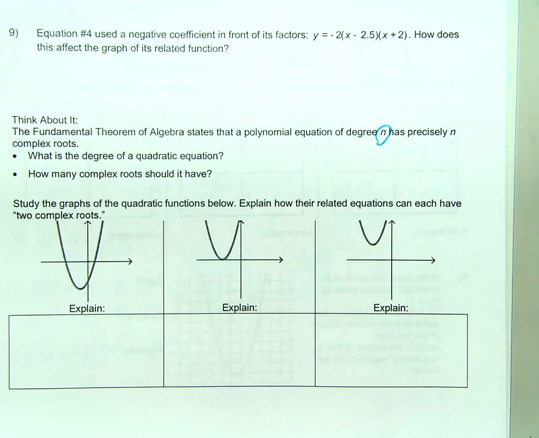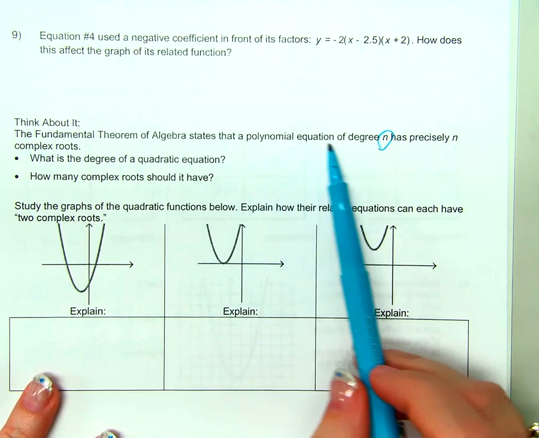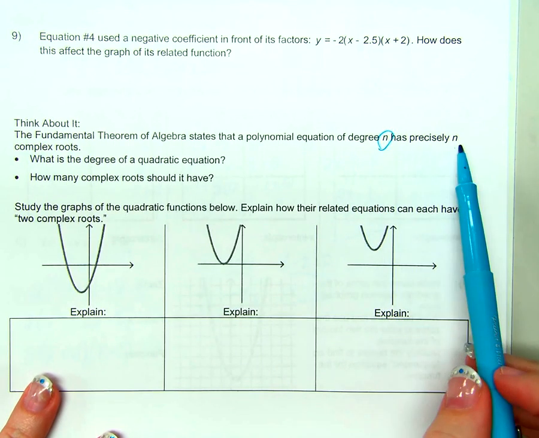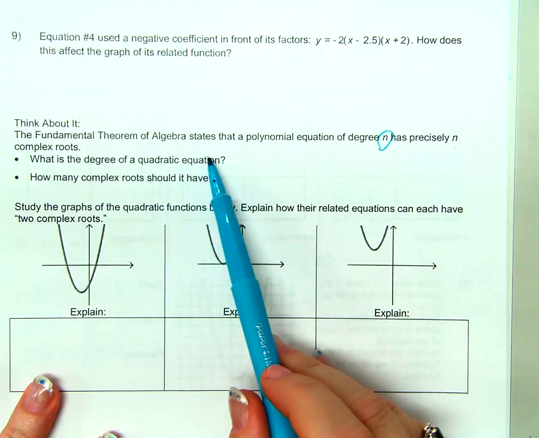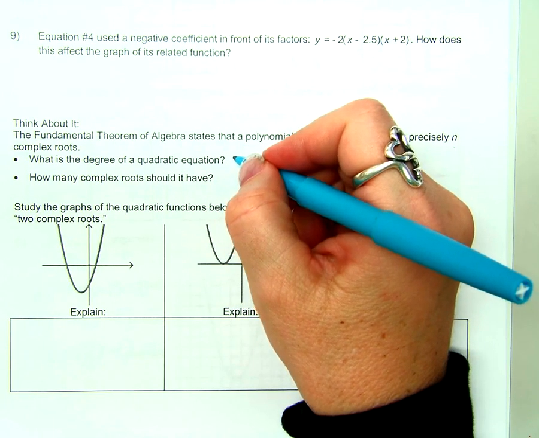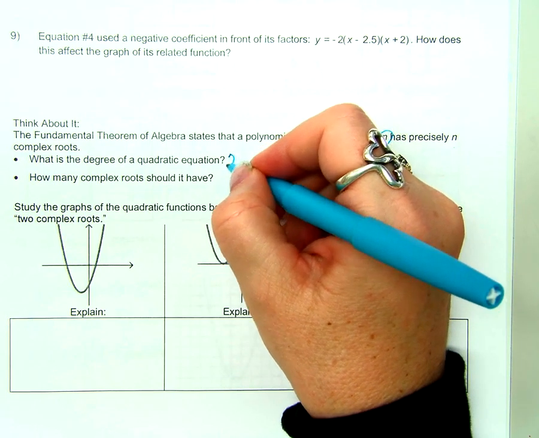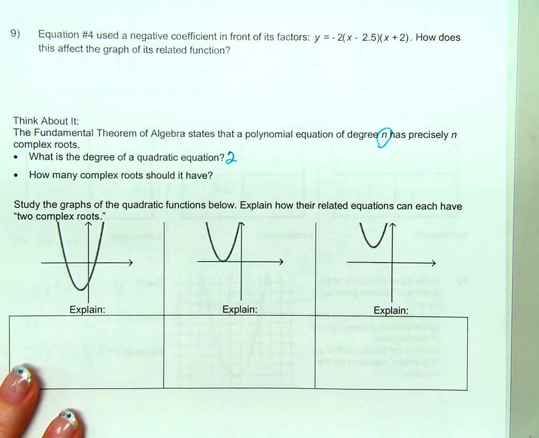Fair enough? Okay. If the fundamental theorem of algebra says that a polynomial equation with degree n has precisely n complex roots, what is the degree of a quadratic equation? What's the highest exponent of a quadratic equation? 2, right? It's x squared. So the degree would be a 2. If the degree is a 2, according to the fundamental theorem of algebra, how many complex roots should it have? 2.